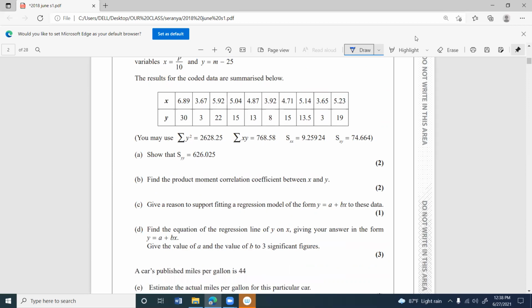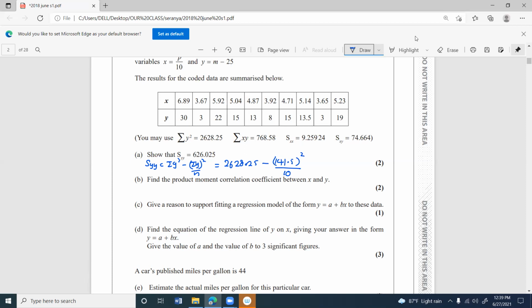Show that SYY is... SYY is the summation of Y squared minus the summation of Y, whole thing squared, divided by n. Sometimes you remember that this square comes down to the numerator. It is 2628.25 minus summation Y. Summation Y is not given in this case, therefore we need to find it. 30 plus 3 plus 22 plus 15 plus 13 plus 8 plus 15 plus 13.5 plus 3 plus 19, it turns out to be 141.5. Then 141.5 whole thing squared divided by 10.